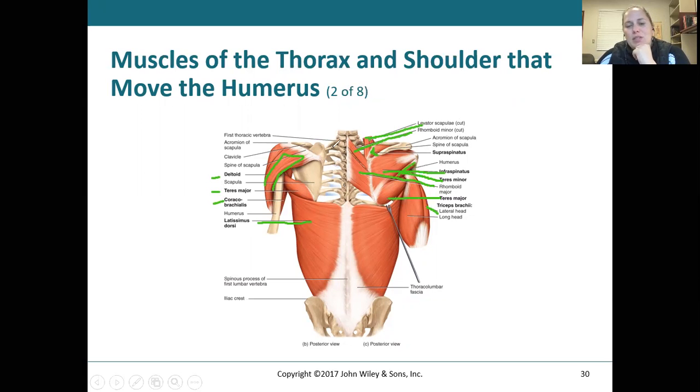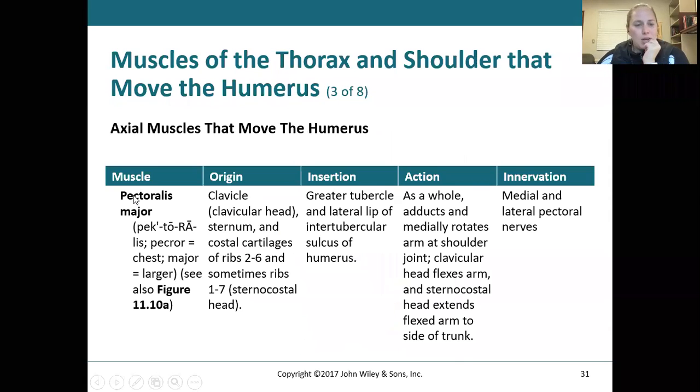Again, recognize that some of these are cutaways, but they're important nonetheless in the movement of the humerus. If you think about the movement of the humerus, it's not going to be just the anterior muscles, but you're going to have your posterior muscles as well that are going to coordinate the movement of that particular region of the body. Okay, so lots of good labeling on that one.